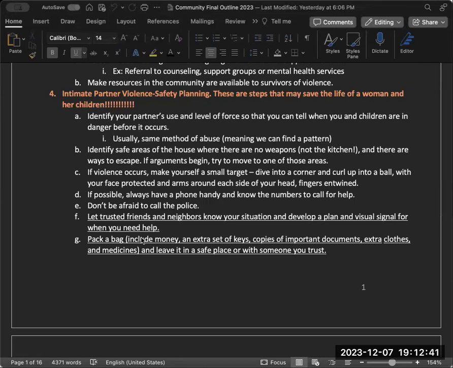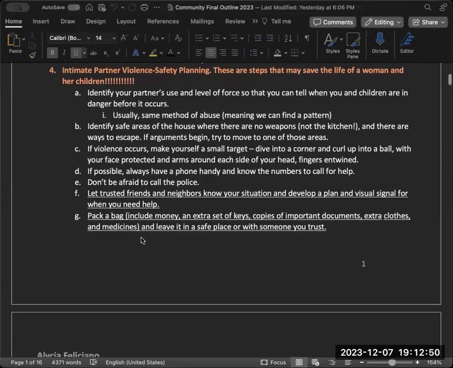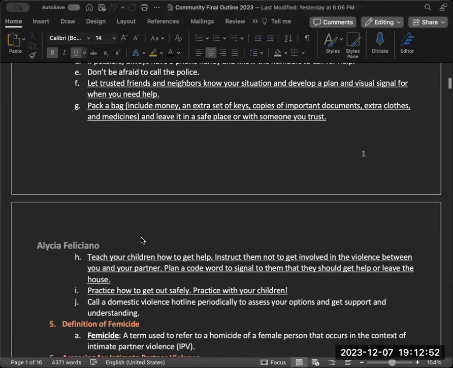If possible, the next thing she said is to always have a phone readily available and know numbers to call, and don't be afraid to call the police. If you can, let trusted friends or even neighbors know your situation and have a signal to let them know that you need help. Keep a bag packed with money, extra set of keys, copies of important documents, extra clothes and medicines in a safe place or with someone you trust.